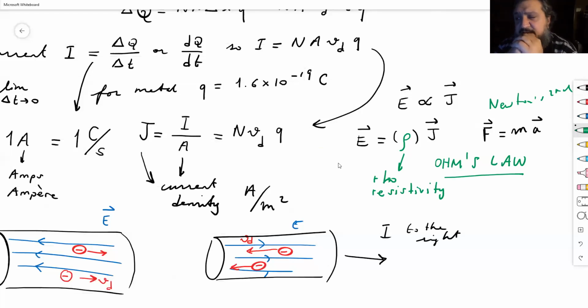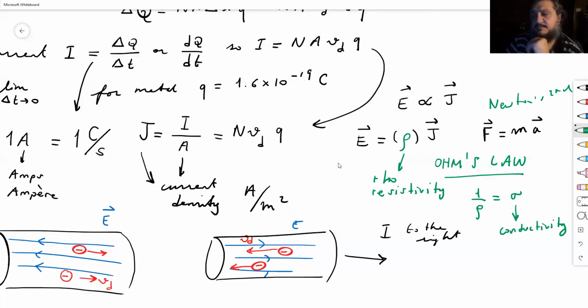Rho is resistivity. And the reciprocal of rho, 1 over rho, will be called sigma, and this will be called the conductivity. So copper, gold, these are good conductors. All right.